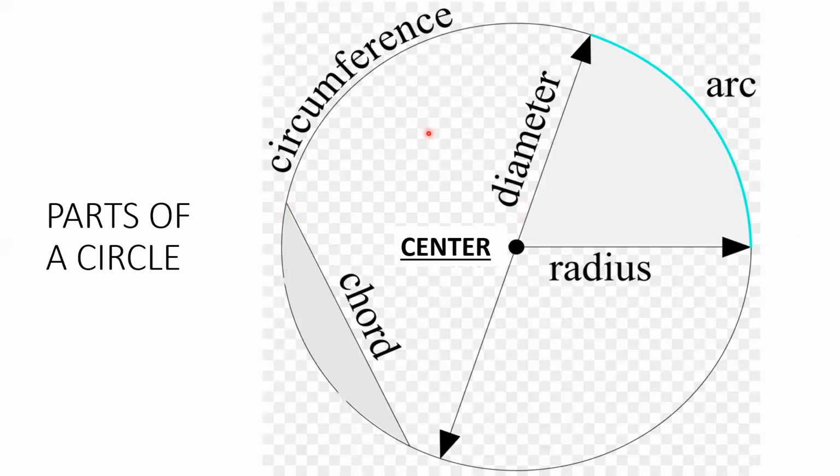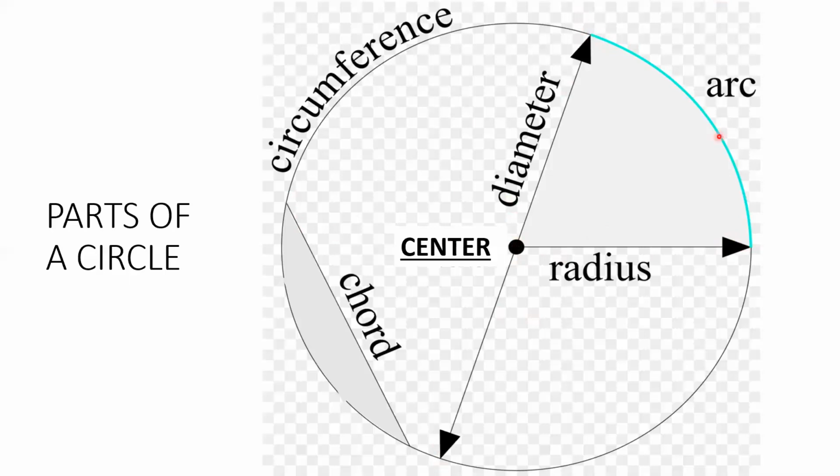Again, I will repeat all the terms once more. Center: every circle has a center. The center is the point from which the full curve of the circle is equidistant. Then radius is the distance from the center to any point on the circle. Diameter is a line that touches the circle at 2 points and passes through the center of the circle.